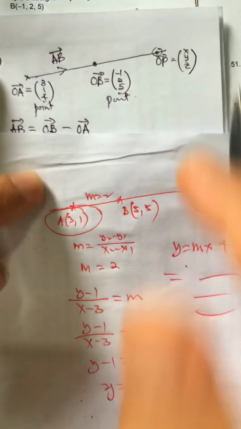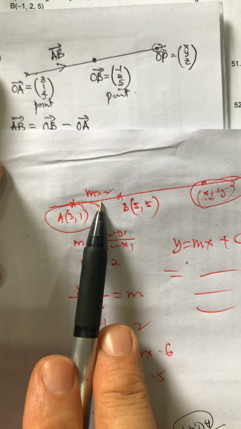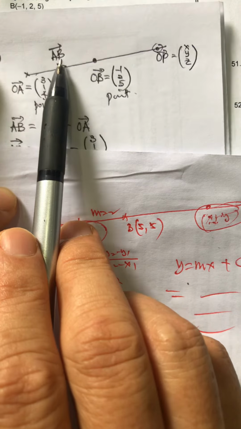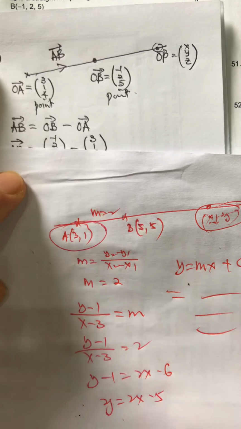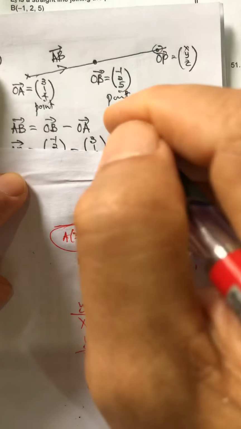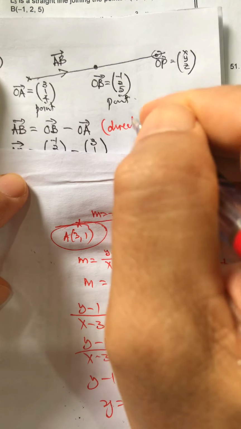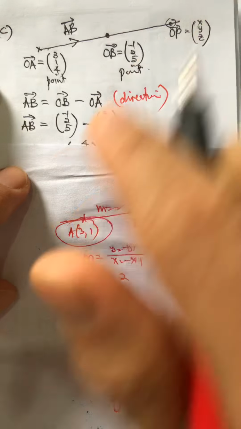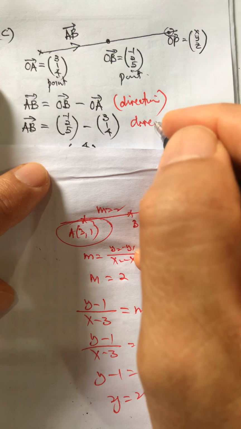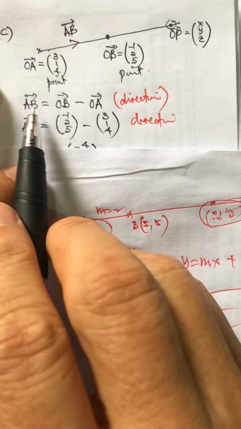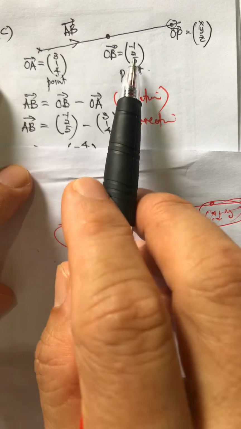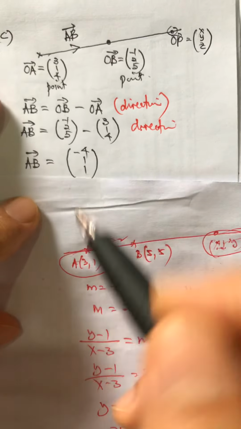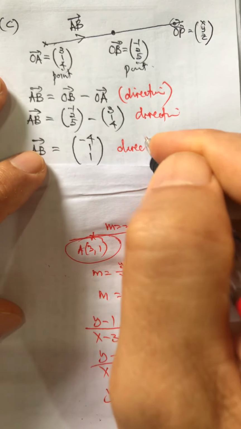Just like just now, I have to find the gradient. But here I cannot find the gradient, I find the direction AB. The direction is not given, so you have to find it. So this is the direction I find. AB is OB minus OA. So I take OB minus OA, I get this. So this will be the direction.